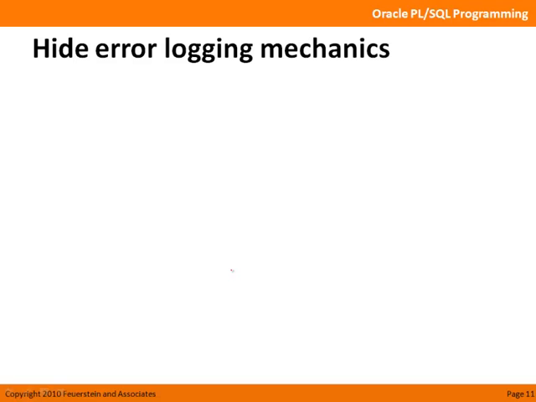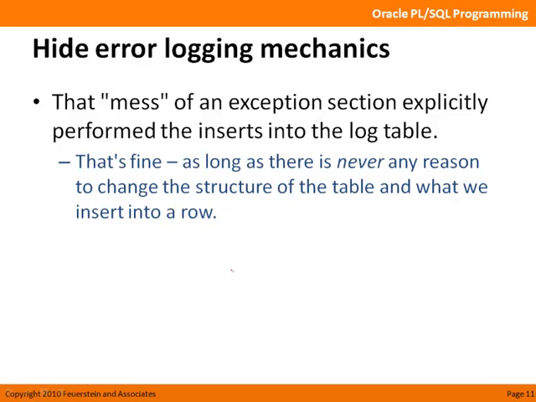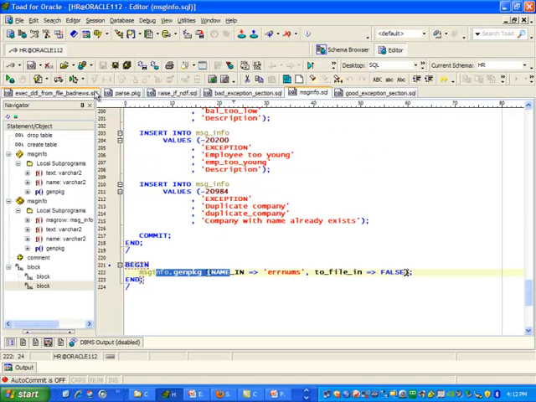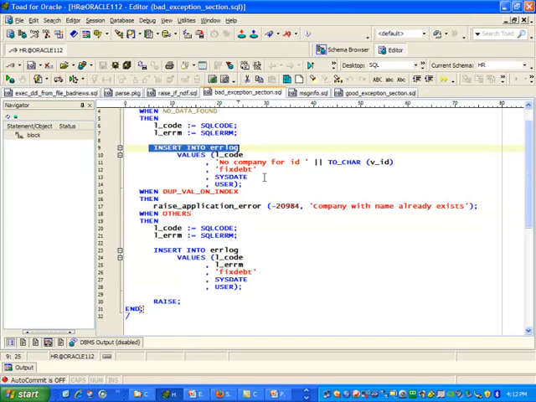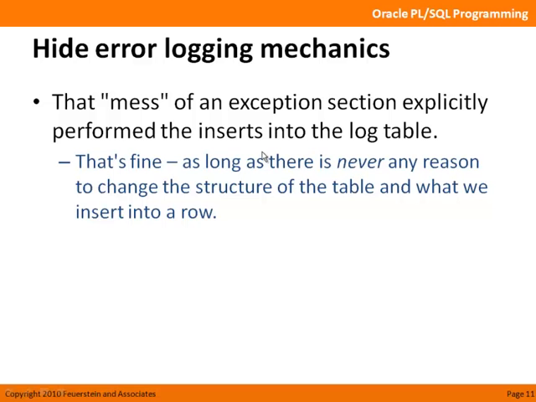Now let's talk about hiding error logging mechanics, probably most important of all. So, in that original messy piece of exception handling code, notice I had my insert statements directly in the error log table. Why not? That's the error log table. These are the different columns. Why not just insert directly into it? Well, that would be perfectly fine as long as there's never any reason to change the structure of the table and what we insert into the row.